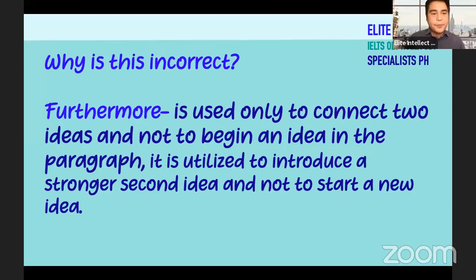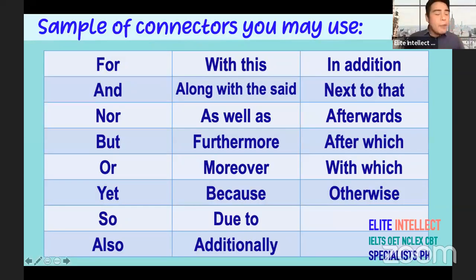All right. So, what are the samples of connectors that you may use? If you would want to take a screenshot of this one, take a screenshot, but rest assured, I will be sending a copy of our handout to our admins at IFNG later on, okay?